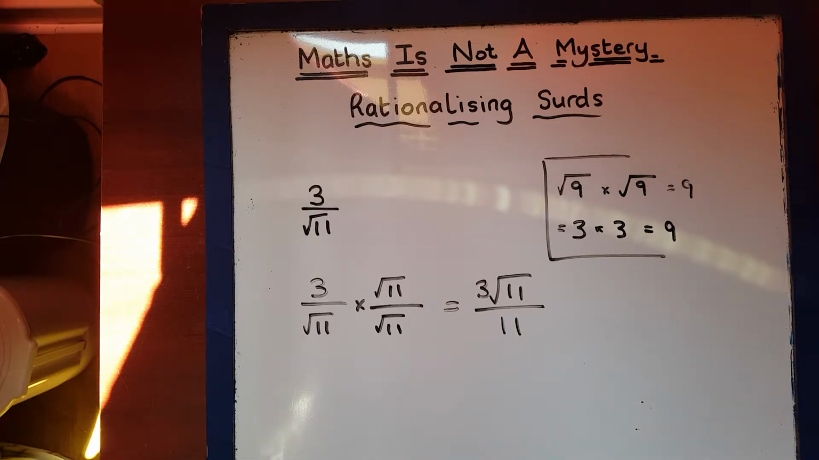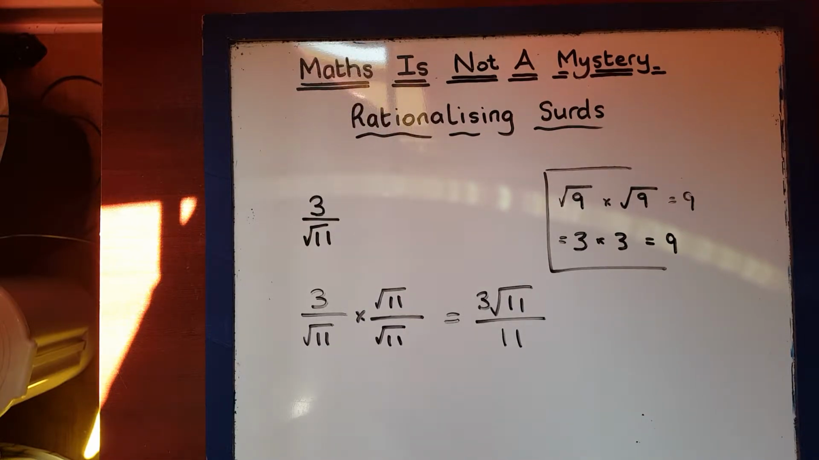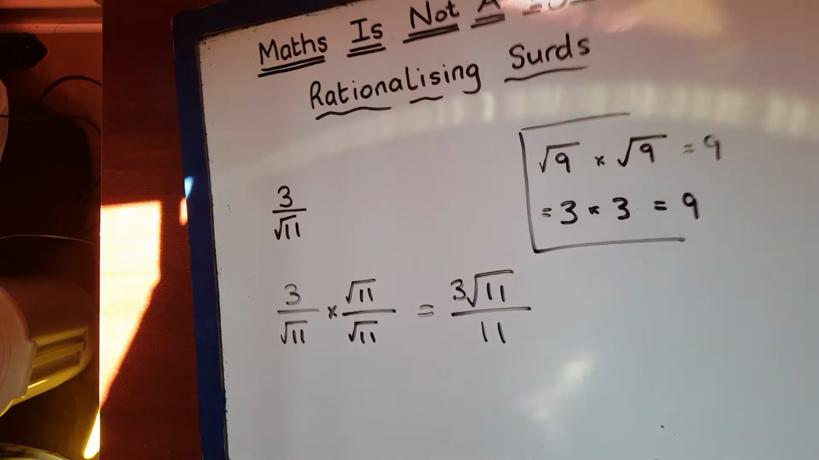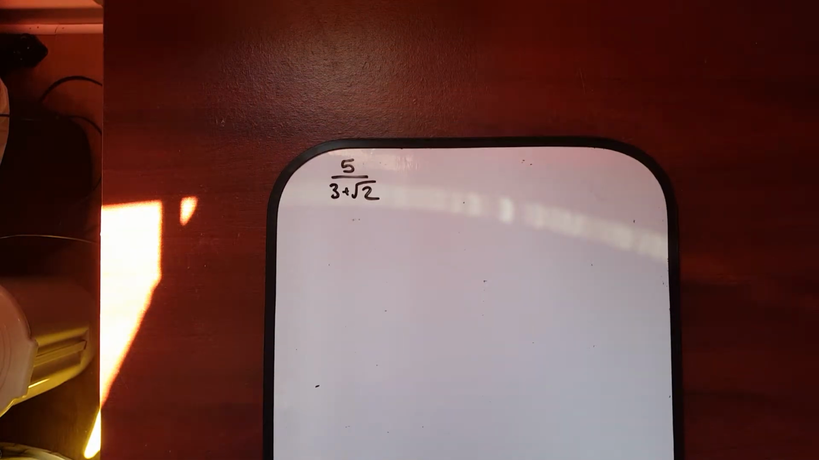Now, unfortunately, most of the questions that you're going to see on an exam paper are not going to be as simple as this. You might be very lucky and get one like that. In all honesty, what you're going to get is something that's a little bit harder. So we're now going to look at applying the rationalisation to a harder question. Now here's a question that says 5 divided by 3 plus the square root of 2.